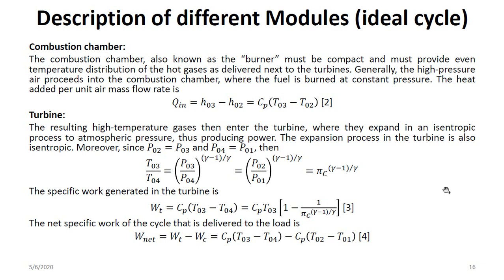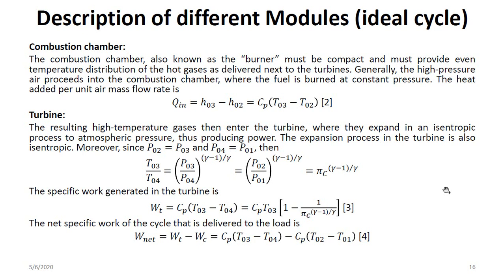And finally 4, which is 3, which is exit to the combustion chamber but entry to the turbine. So in the turbine, the product of combustion, which results in a high temperature of the gases, will enter the turbine, and this will expand in an isentropic process to the atmospheric pressure, thus producing power. And this is the same power that is used to drive the compressor.